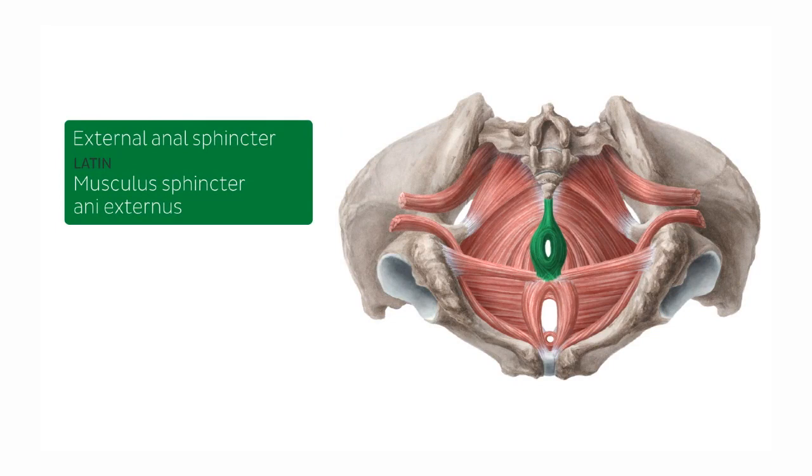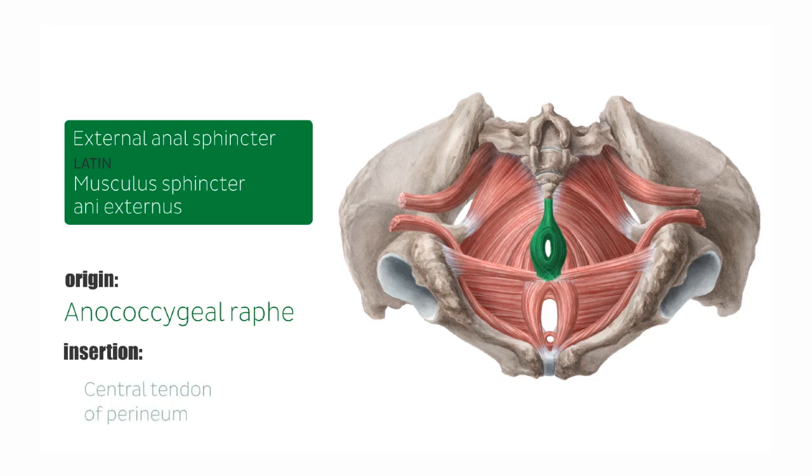Now we're looking at the muscle from an inferior view or a caudal view of the pelvis, as we've seen with the ischiocavernosus. What you can see here in terms of origin points is that the anococcygeal raphe will serve as an origin point for the external anal sphincter, while it's going to insert into the central tendon of the perineum.